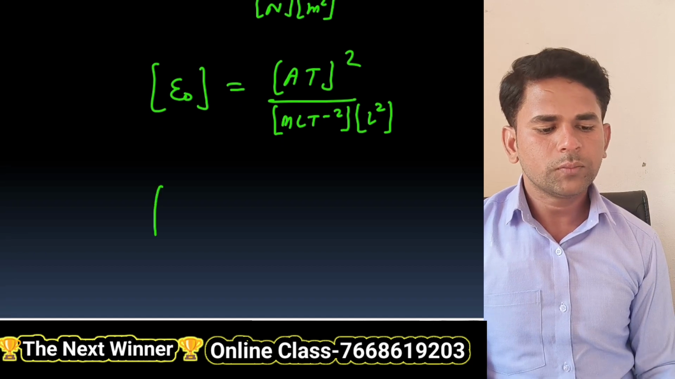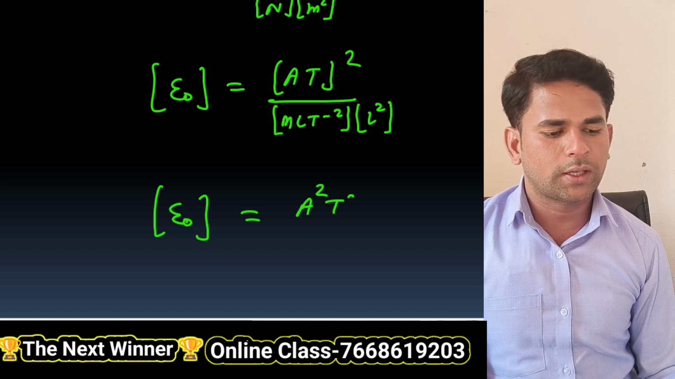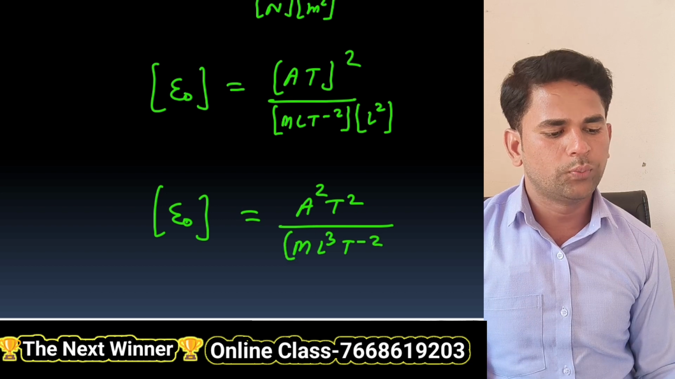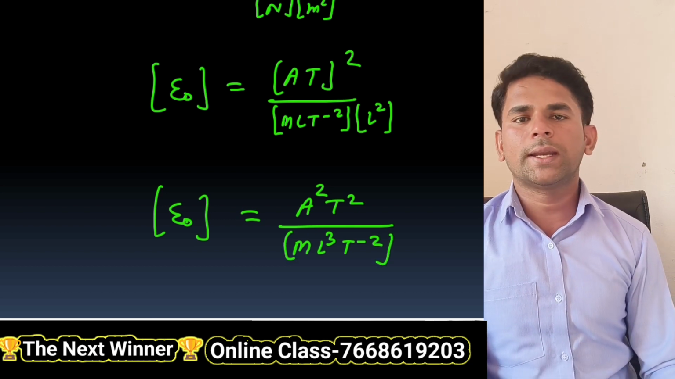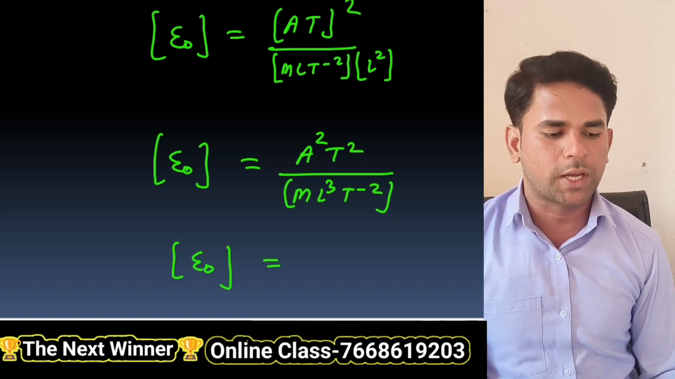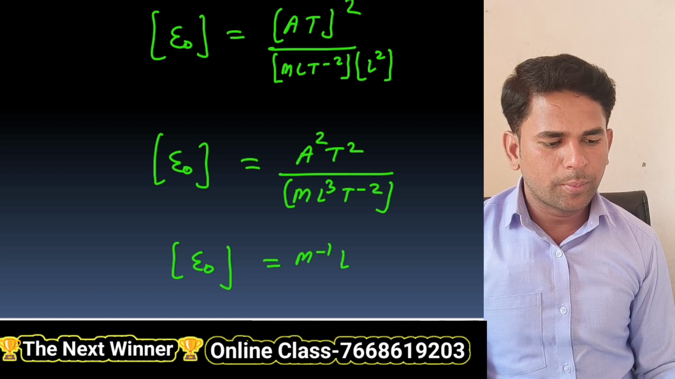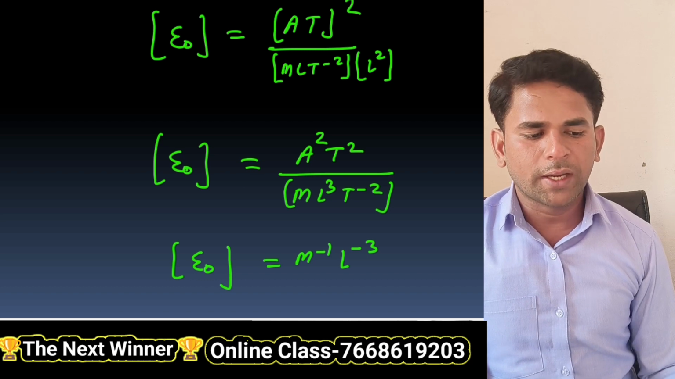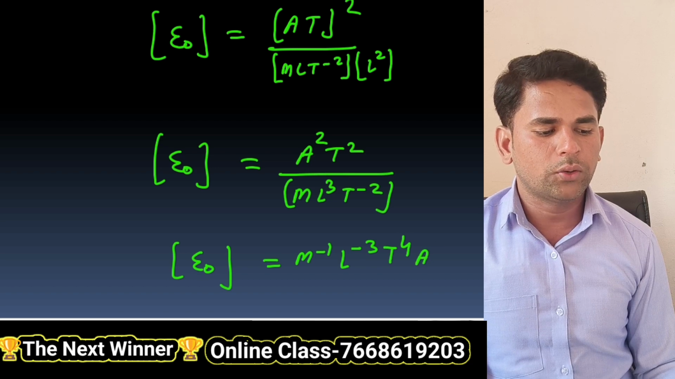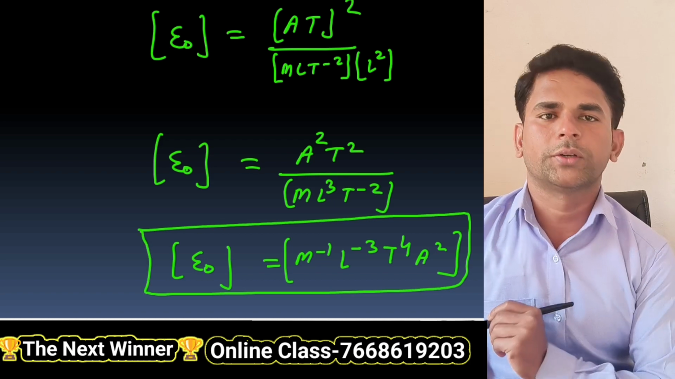Now you can solve. The dimensional formula of epsilon naught is A square T square divided by ML cube T minus 2, since L and L square give L cube. Now you can just put it upside down. So M minus 1, L minus 3, T minus 2 will come up, becoming positive. So you can write T4 into A square. This is the dimensional formula of epsilon naught.